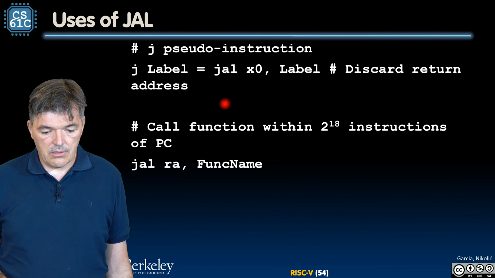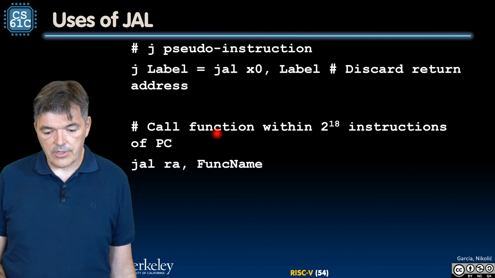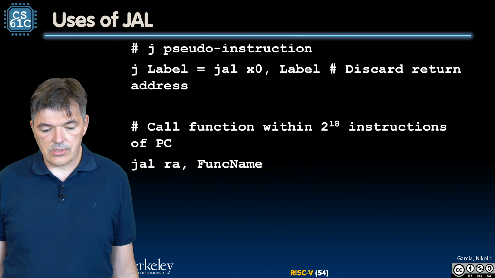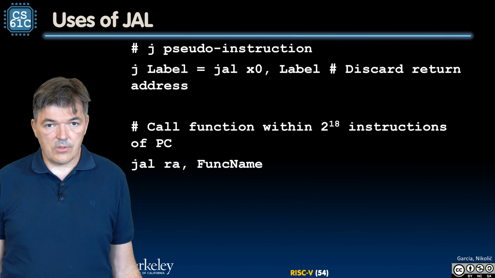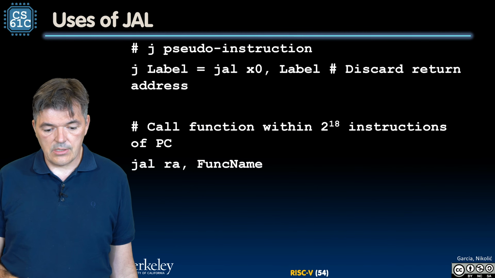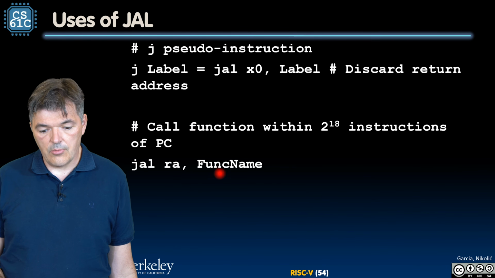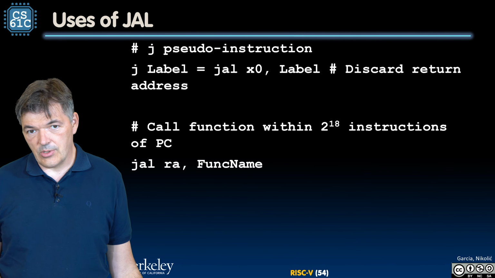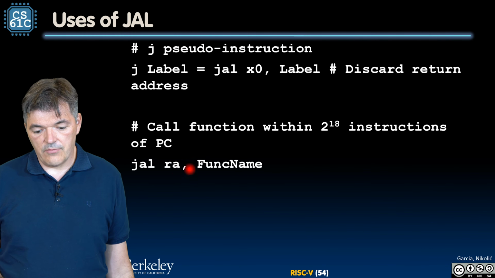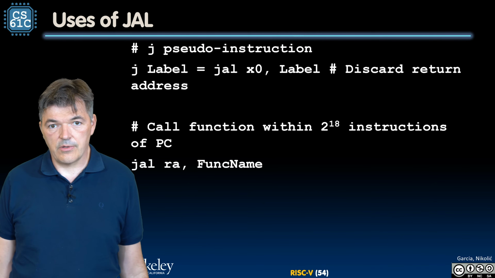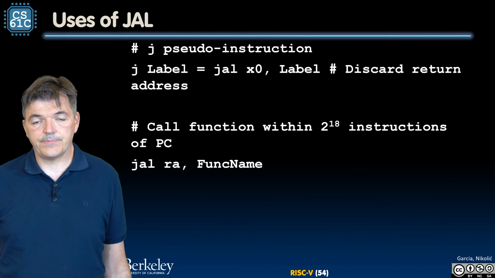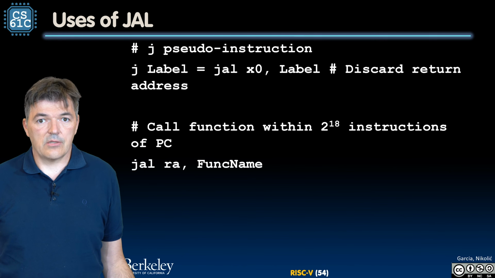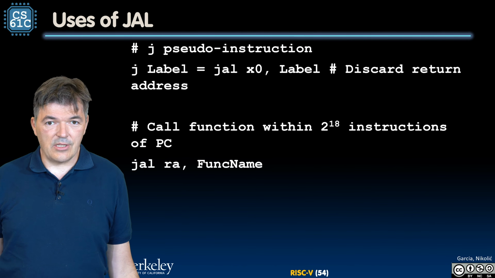And then our other common use of Jalr is to call a function within 2 to the 18 instructions of a PC. So this would be done as Jalr RA with function name. We are going to save the return address in RA so we know where to return, and then function name would be a label that is within the reach of this jump and link. And that's it. There is not much more to it. We have seen it before.